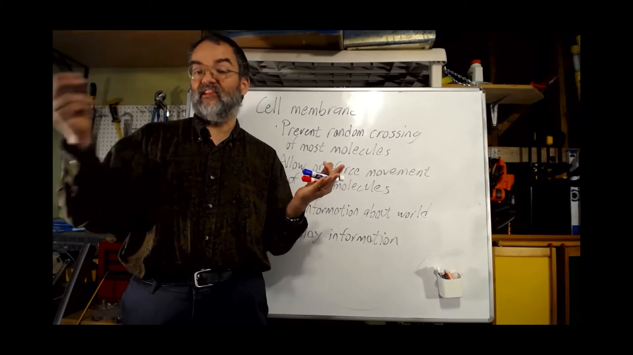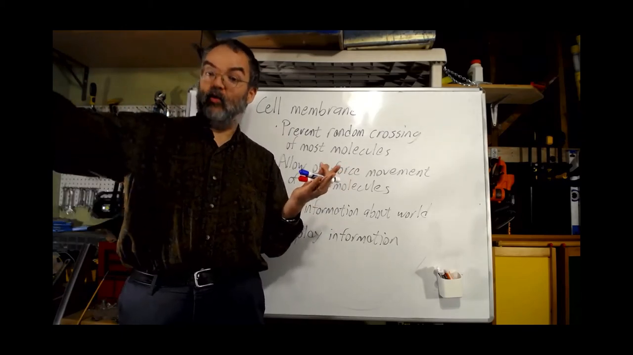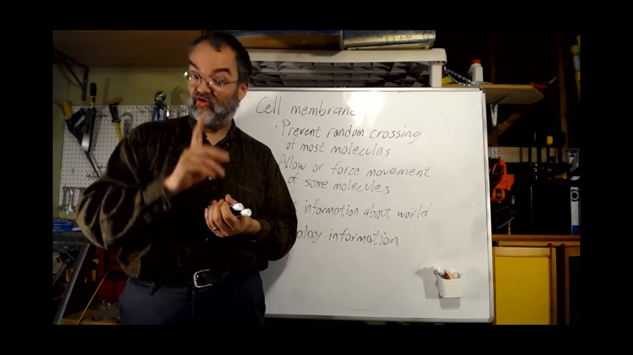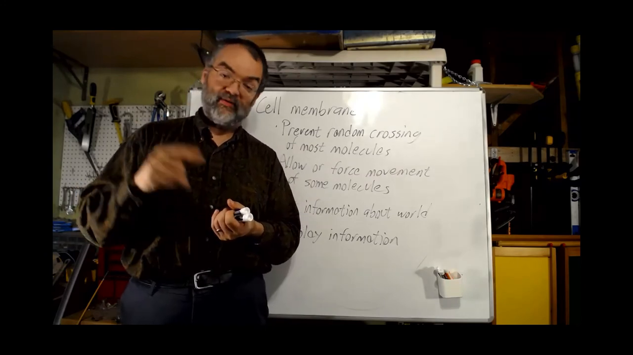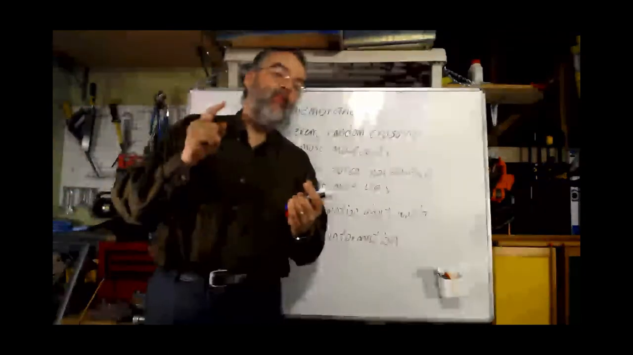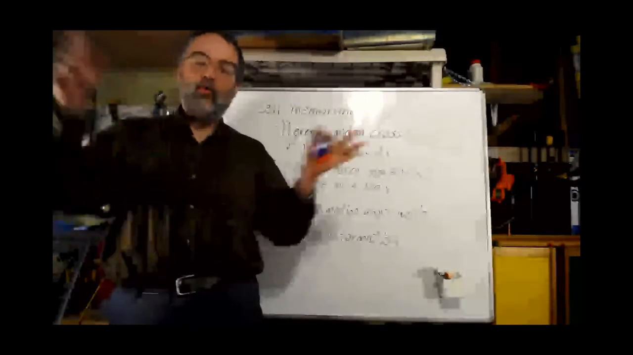Those gates will allow the things we want to come in and the things we want to get rid of to go out. But they're controlled, not just random. We can open and close them, and they may only be the right size for certain things. We also might need to know what's going on out there.